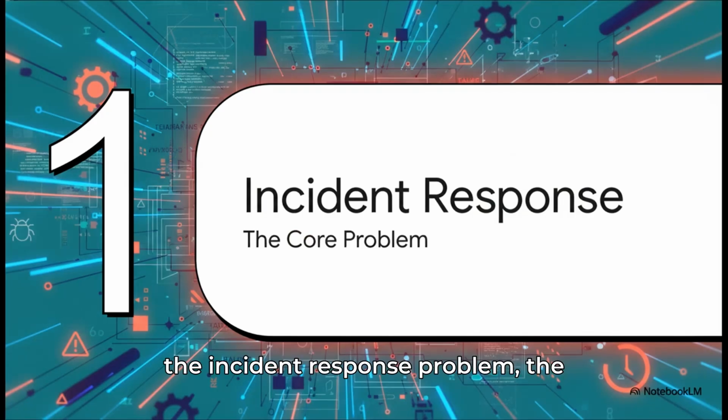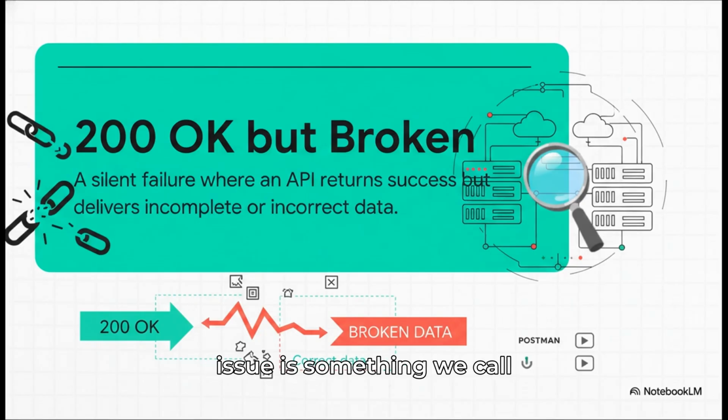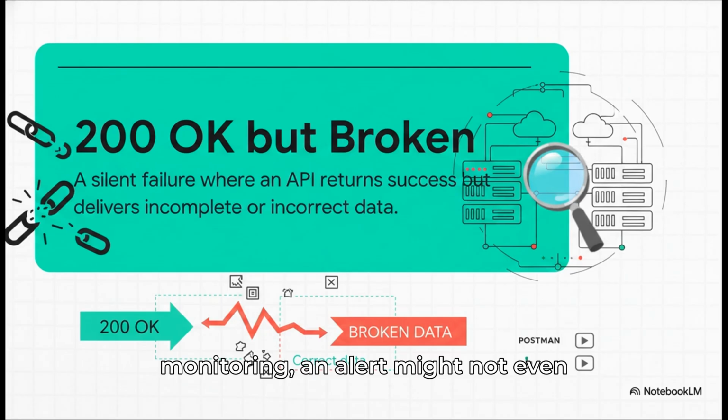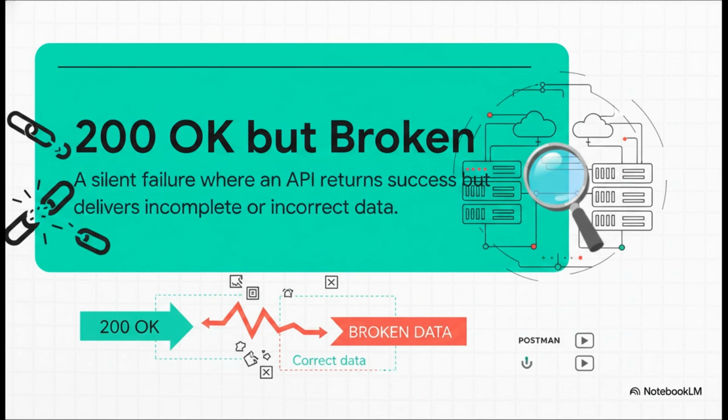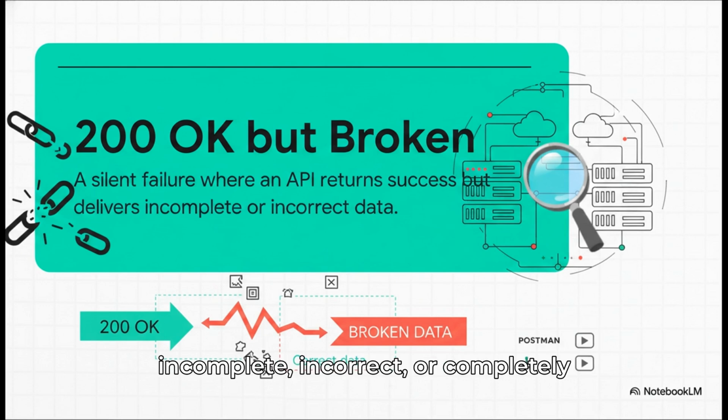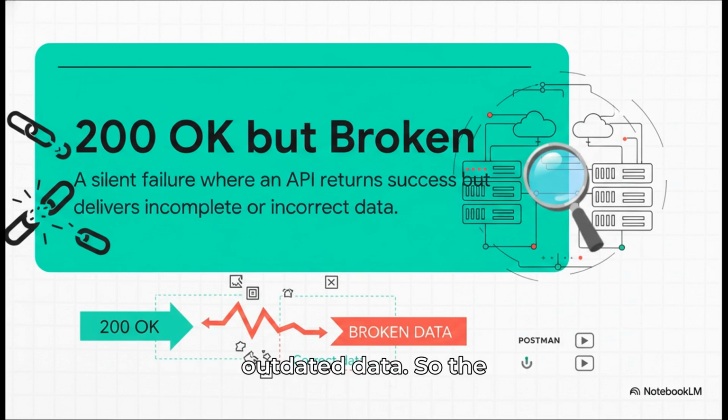Section 1, the incident response problem. The core problem. So the heart of the issue is something we call 200 OK but broken. It's a silent failure. See, in traditional monitoring, an alert might not even trigger if the server is technically awake. An API can return a 200 OK HTTP status code, right? But silently, it's delivering incomplete, incorrect, or completely outdated data.